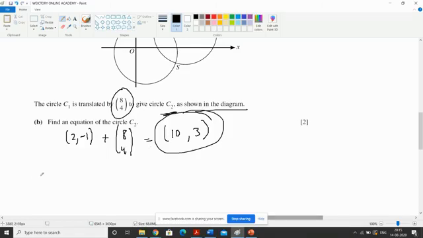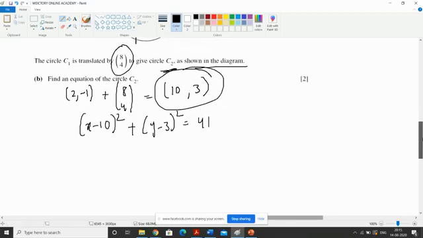And if we know the new center, we can find the circle. (x - 10) whole squared plus (y - 3) whole squared is equal to r squared. The radius is root 41, so r squared is 41. That's the answer.